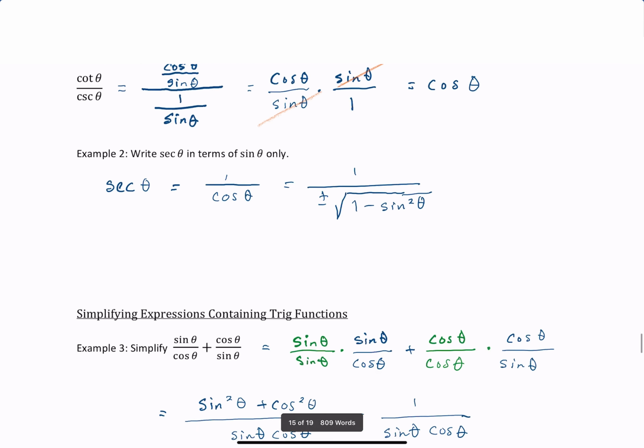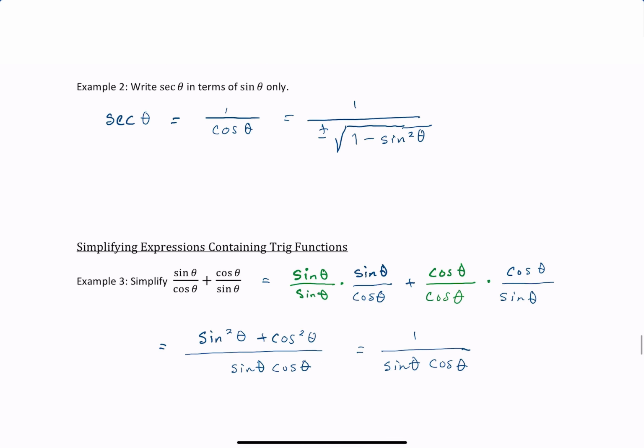Example 2. Write secant of theta in terms of sine of theta only. The secant of theta is 1 over the cosine of theta, and the cosine of theta is plus or minus the square root of 1 minus sine squared. Without knowing more about theta, such as which quadrant it's in, we have no way to choose between the plus and minus, so we just have to leave it in the answer.